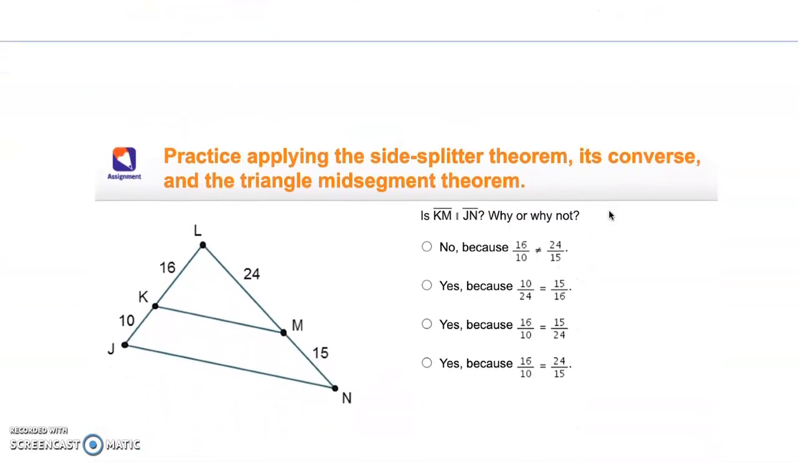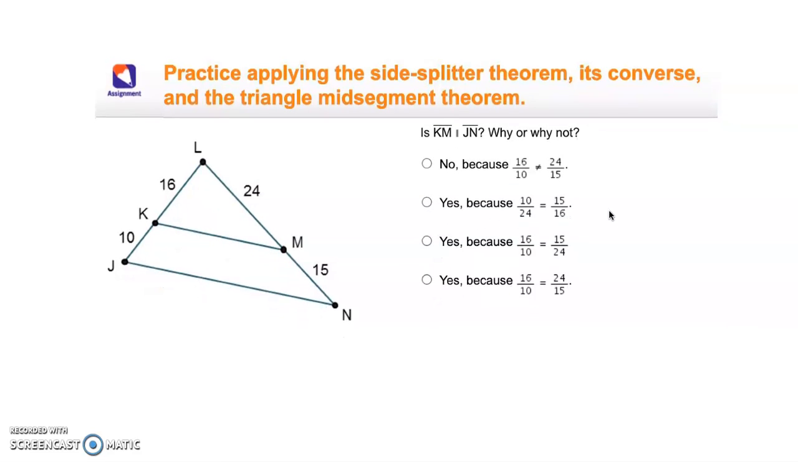So let's do some practice things. So using the side splitter theorem and its converse, the mid-segment, let's answer these questions. Is KM parallel to JN? Why or why not? Well, we need to know if those are parallel, then this would be the converse, we'd say 10 over 16, is that equal to 15 over 24? If that's true, then this is the way it is.